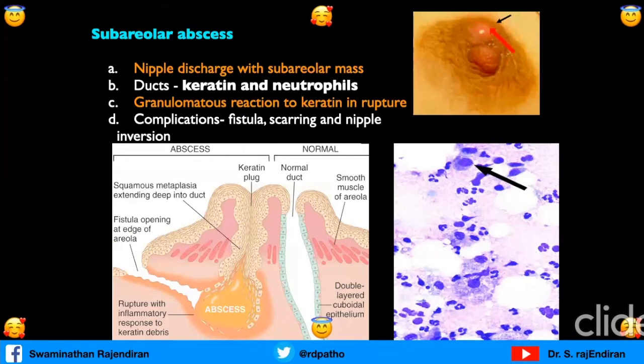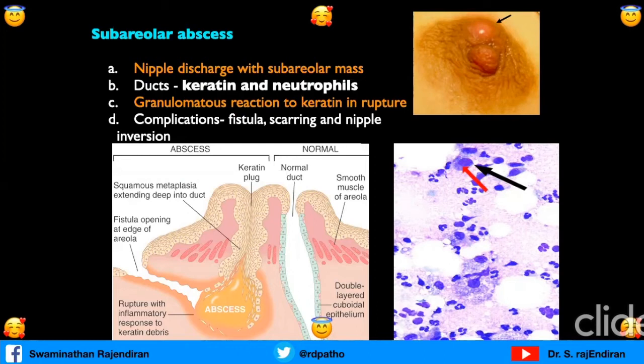When there is any breast lesion, they first do FNAC, isn't it? In FNAC, you see a lot of keratin plaque and neutrophils. So that's the criteria for subareolar abscess. Number one, anatomic location. Number two, FNAC should show neutrophils and squamous cells. When you see neutrophils and squamous cells, you have to diagnose subareolar abscess.